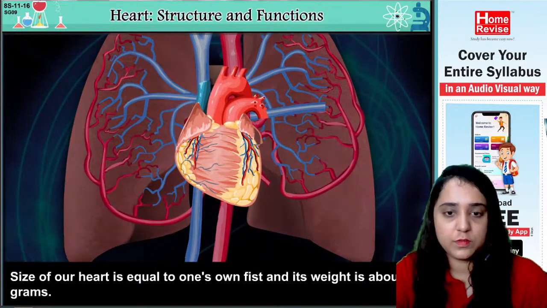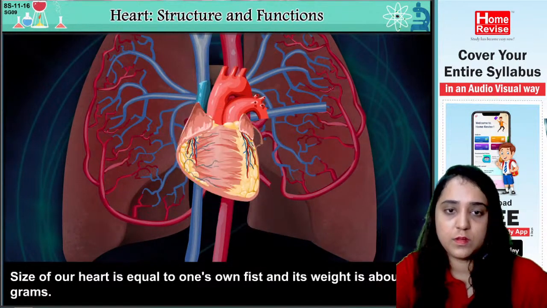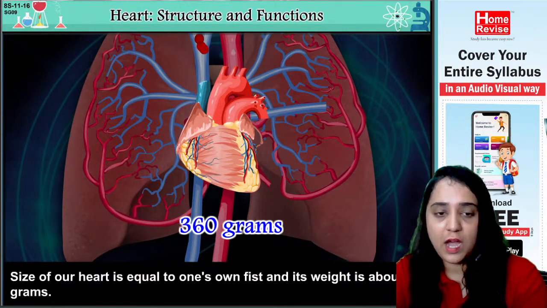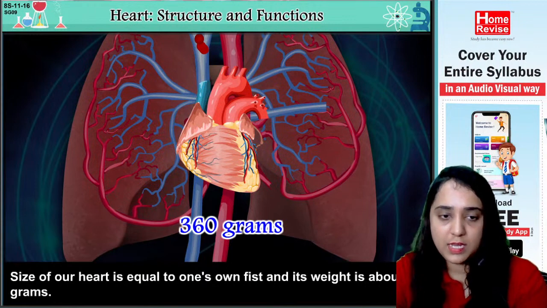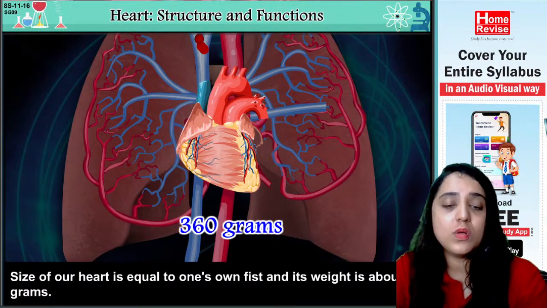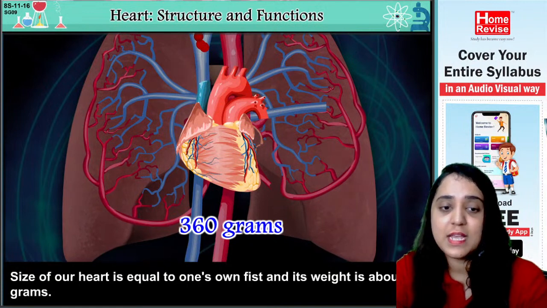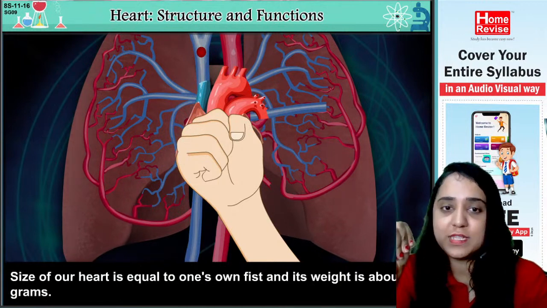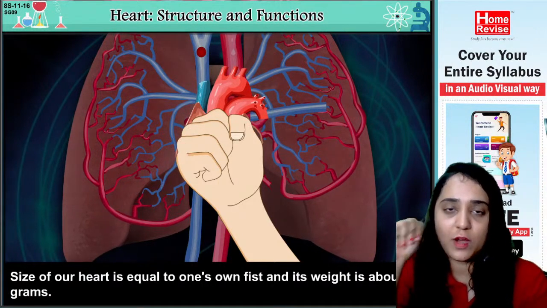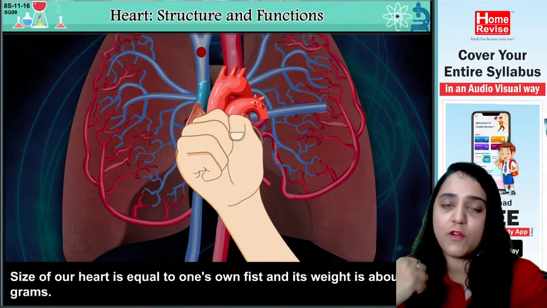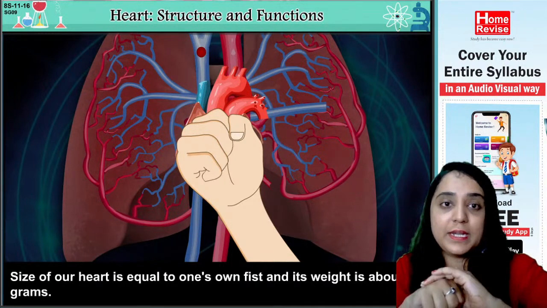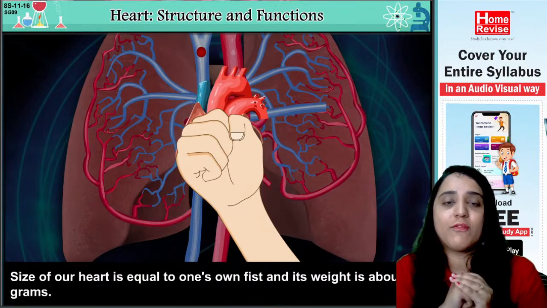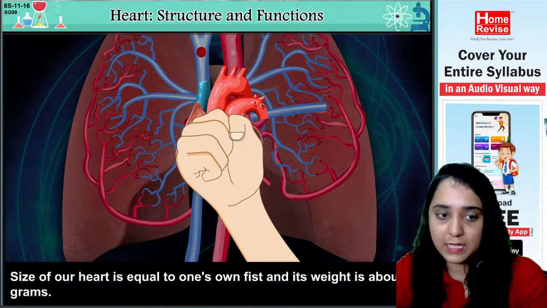The size of a heart is equal to one's own fist, and its weight is about 360 grams. This is an interesting fact about the heart. What does this exactly mean? As you can see in the diagram, when you put your thumb inside and cover it, a fist is formed, and your heart is equal to one's own fist. And if you want to weigh it, the weight is about 360 grams.